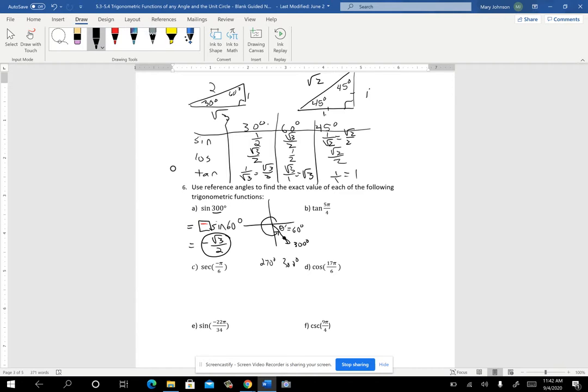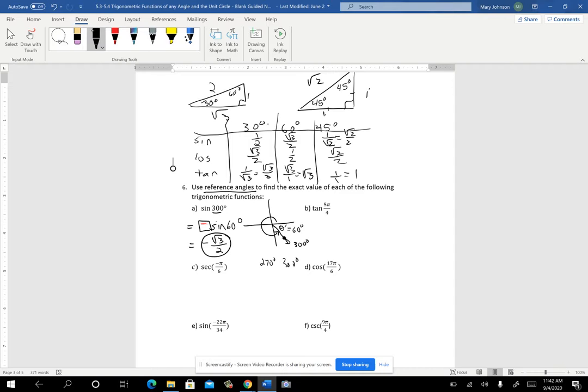All right, and even if your calculator can handle the radicals and give you the exact value in radical form, I'm expecting to see a diagram and a thought process that shows how you used reference angles to get the exact value. Okay. All right, so let's do some more.